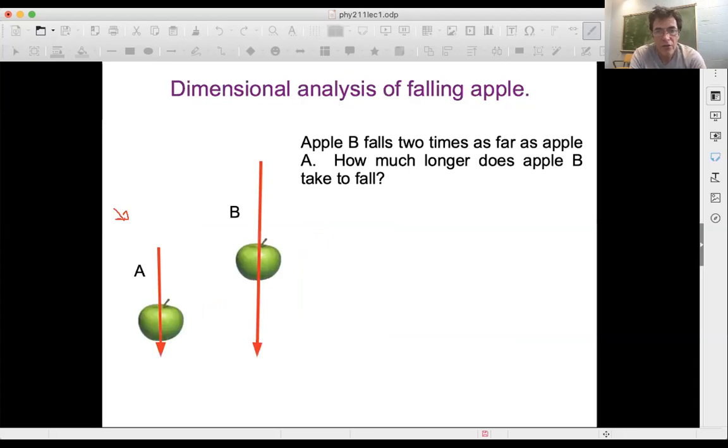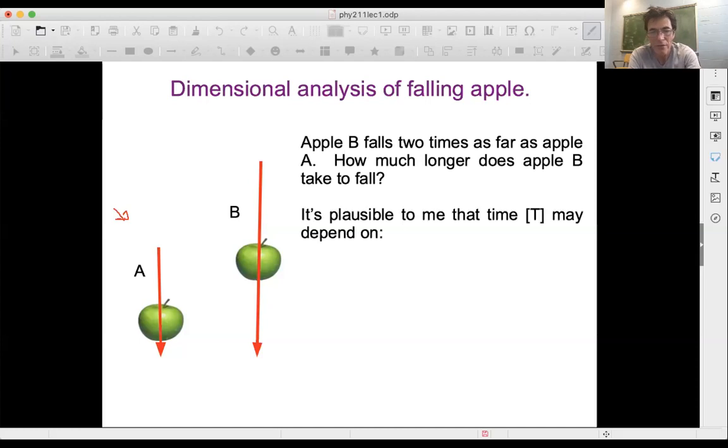Okay, so let's start our solution here. On this slide, before I actually apply dimensional analysis, I'm going to think about what things the time to fall to the ground could depend on. Could it depend on the color of the apple? Probably not. Could it depend on whether it's cloudy or not? Probably not. But I'm going to think of some things that it could depend on.